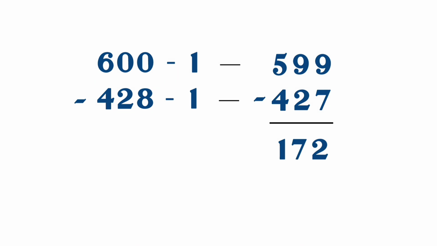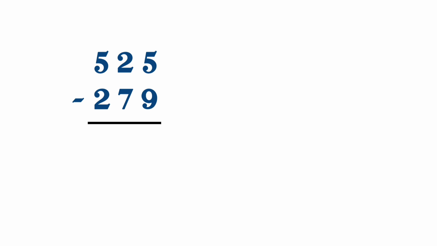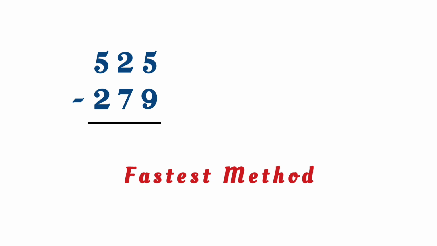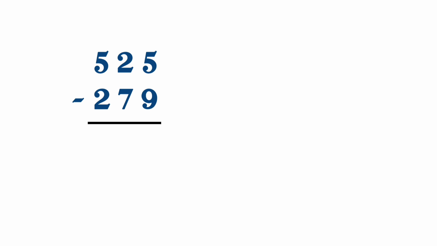But what about this example? Here you cannot apply the previous method. For this, I'll give you the fastest method that can be applied to any subtraction no matter how big the number is. Just subtract the smaller number from the larger number. 5 minus 2, 3. 7 minus 2, 5. 9 minus 5, 4. Only a slight variation.